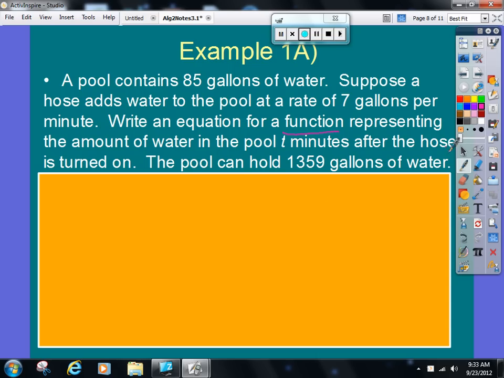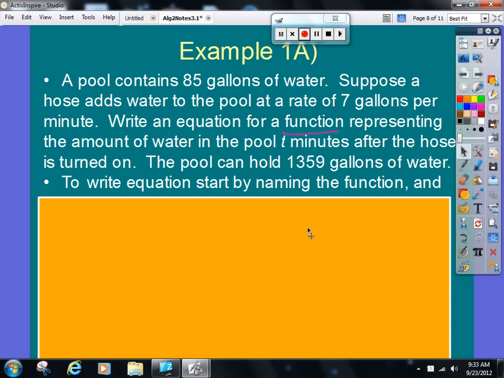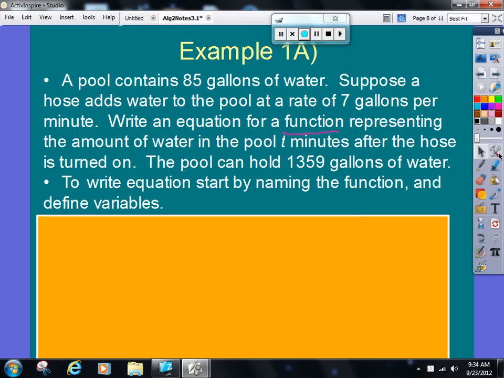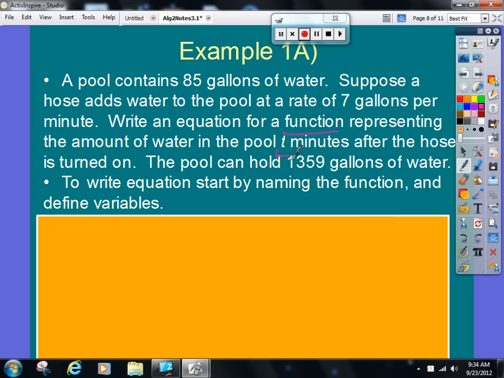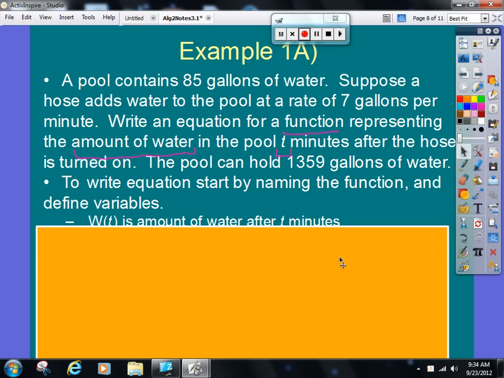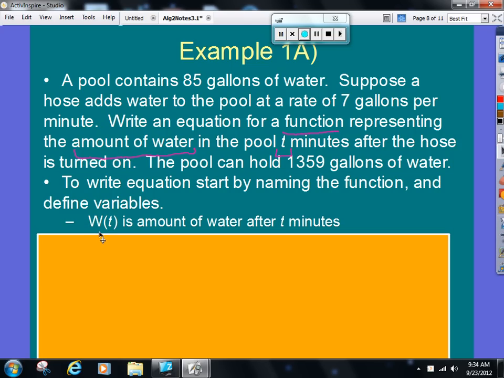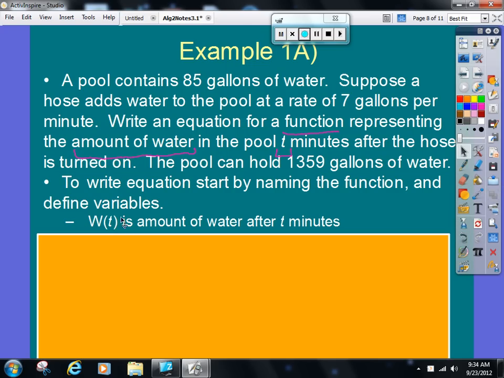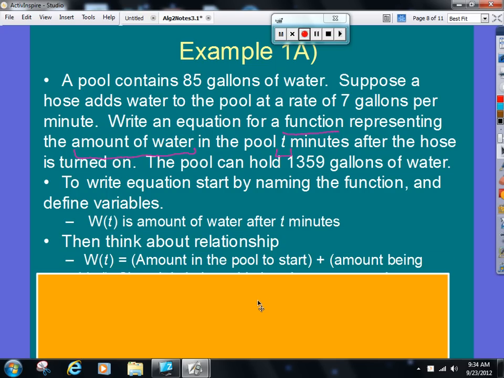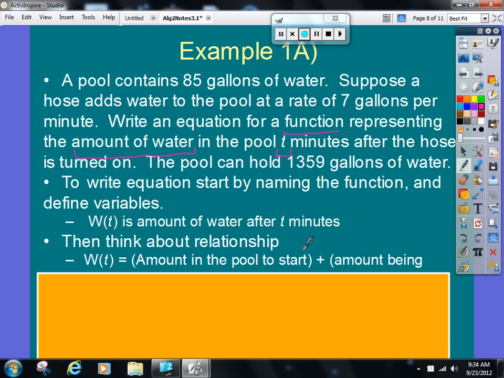Okay, here's how these go. The first thing we do is we name our function, and I usually name it something that's significant, and I take a look at the variables. If I'm looking for variables here, I have t for minutes, and what's the other quantity we're talking about? Amount of water. So I named it W. Okay, W of t is the amount of water after t minutes. I think actually this will be the hardest part for you guys today, naming your function, because that's the only real new thing here. Then you think about what's happening here, okay? So I have the amount in the pool to start. This is also called our initial condition.